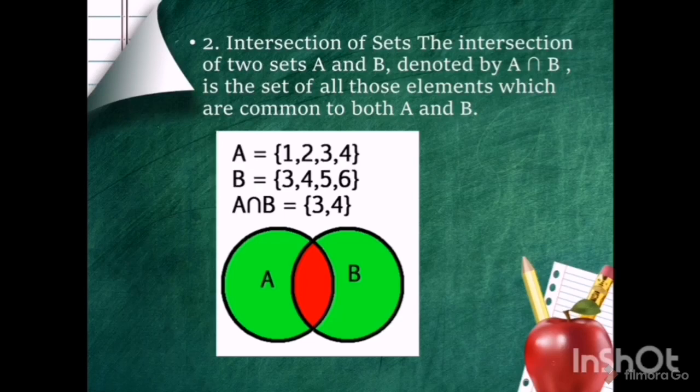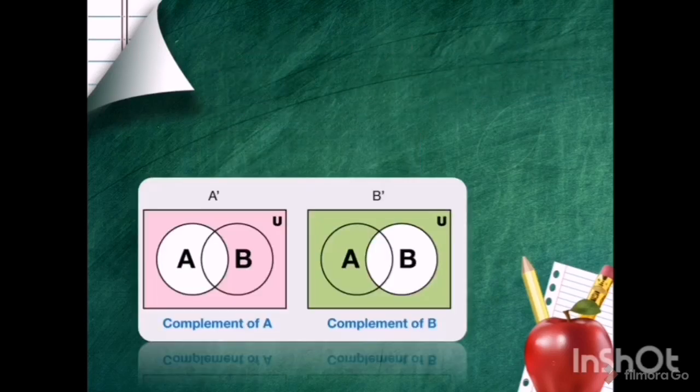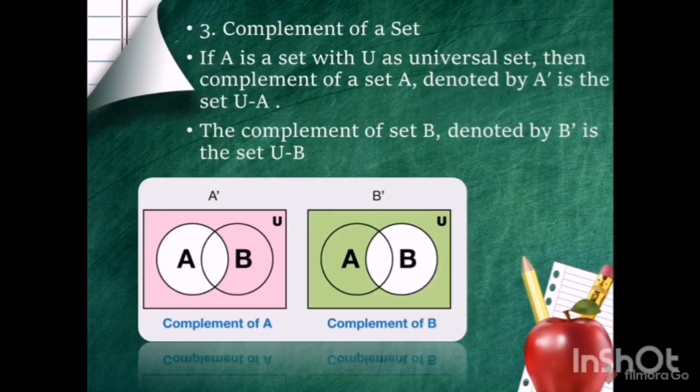Next is the complement of a set. If A is a set with U as the universal set, then the complement of set A, denoted by A prime, is the set U minus A. The complement of set B, denoted by B prime, is the set U minus B. So the illustration shows the A complement and B complement.